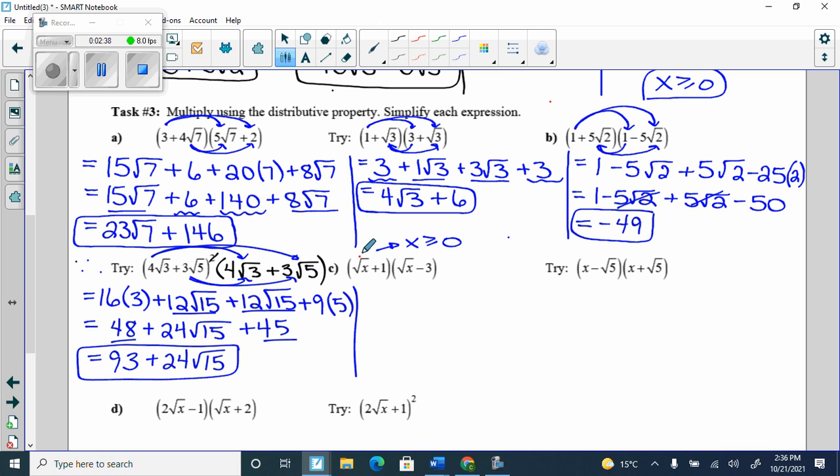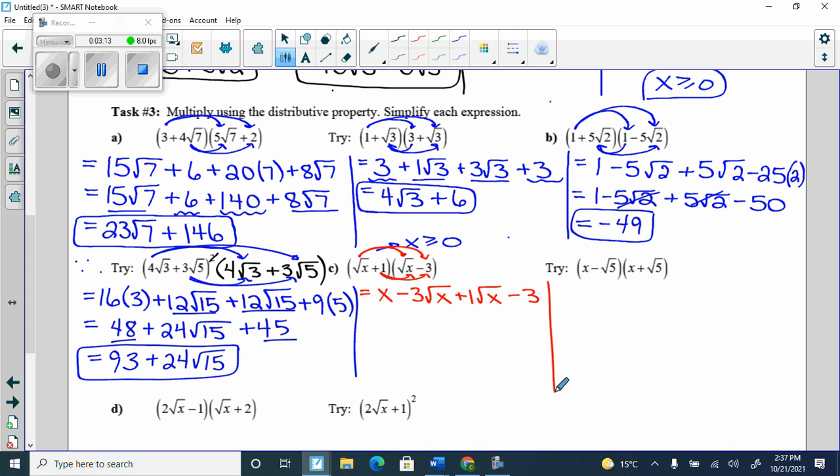First times first. What's root x times root x? x. Do you see I have an equal sign? Because this equals this equals this. There's going to be an equal sign running down the left-hand side. So root x times root x is x, or x in brackets, but there's nothing else with it, so I'm just going to put an x. Root x times negative 3 is negative 3 root x. 1 times root x is positive 1 root x. And then 1 times negative 3 is negative 3.